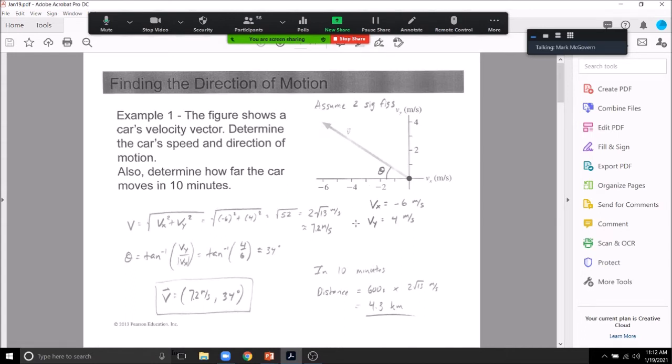For example, you could say 34 degrees clockwise from the negative x-axis. That works. You could say that. It's perfectly fine.